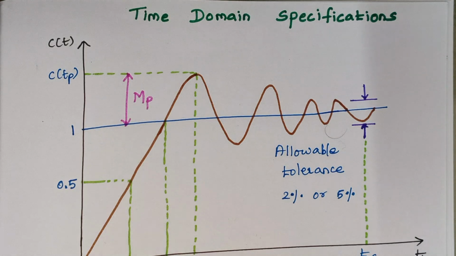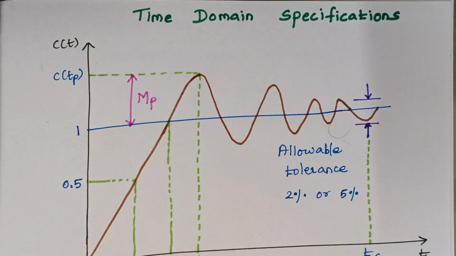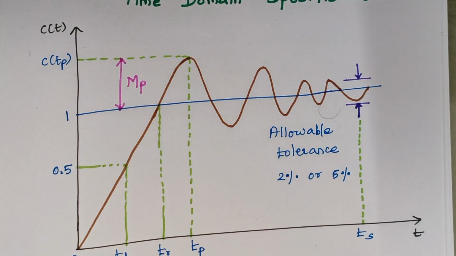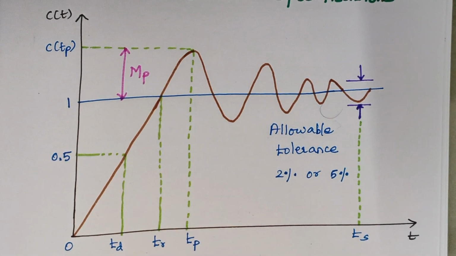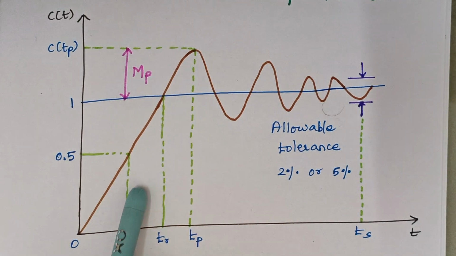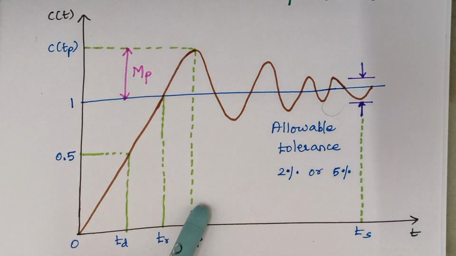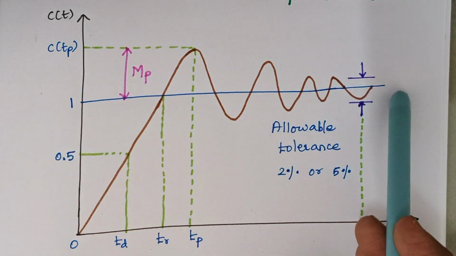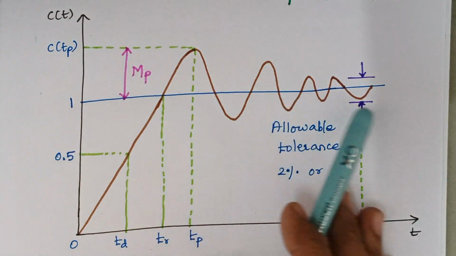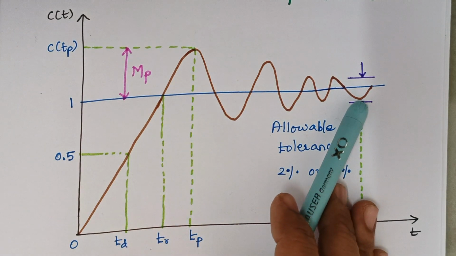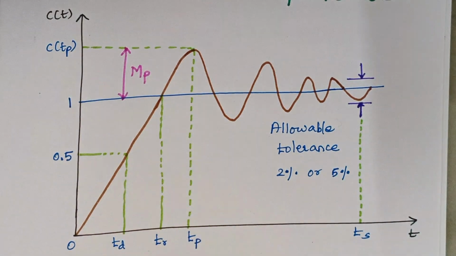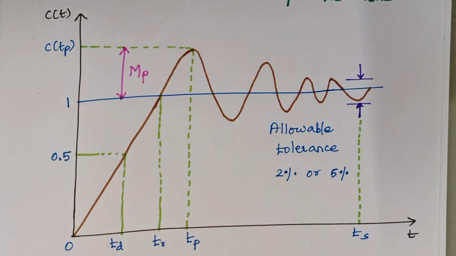Today we are going to discuss time domain specifications. This is a particular graph which explains time domain specifications in detail. This is the output of a second order system with oscillations, right? Here you can see the oscillations, and this oscillation is finally settling down here, right? In this time domain specification, there are various times. Now we are going to discuss each and every time in detail.